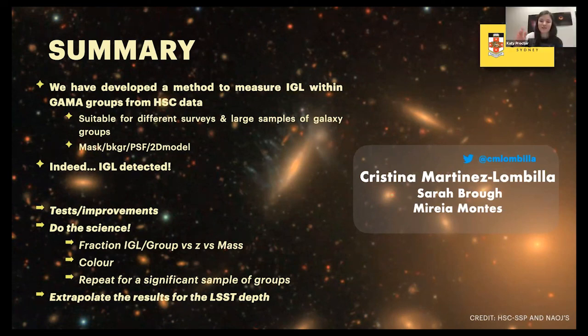Sure. And do you see different types of profiles between your results for the IGL versus the ICL?